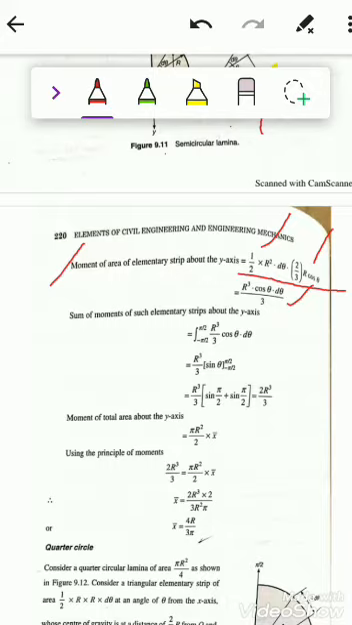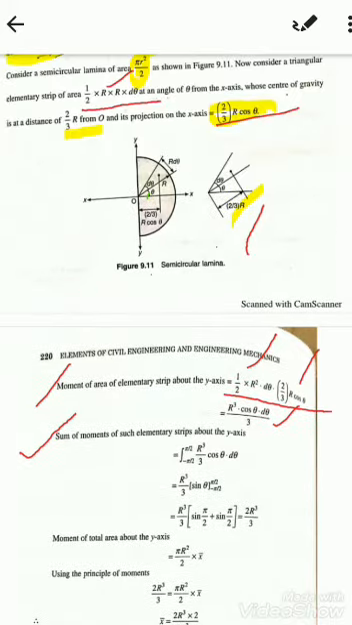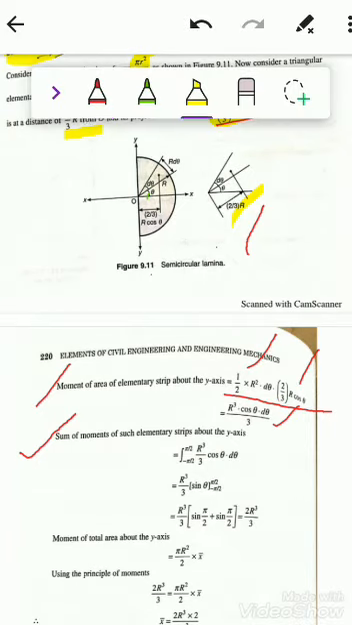You have n number of elementary strips in a semicircle, so you have to consider the summation of the moments of all those elementary strips about the y-axis. In order to calculate that, you have to integrate the value you have obtained under the limits of minus pi by 2 to plus pi by 2. You just observe here, this is a semicircle. This is pi by 2 and this is minus pi by 2.